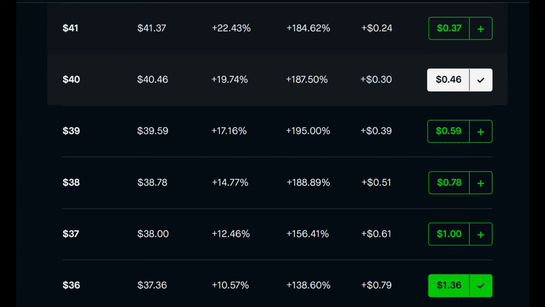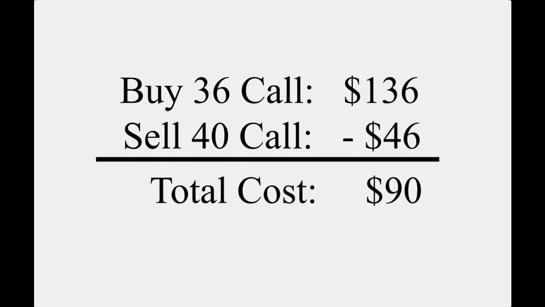So if we look at their options chain, we can see that we can buy the $36 call for $136, and if we sell the $40 call for $46, we can create a debit spread that only costs us a total of $90.